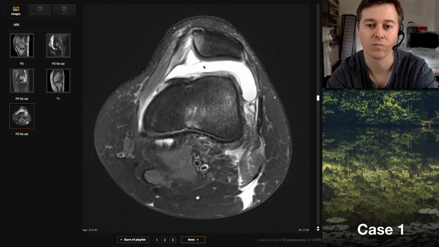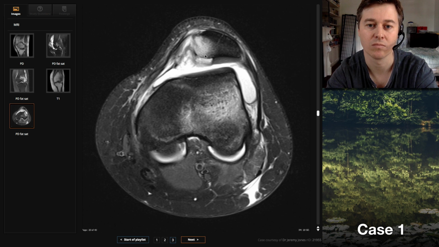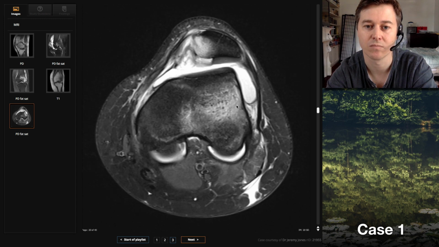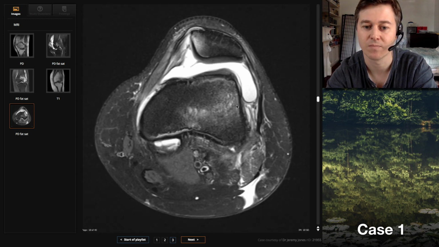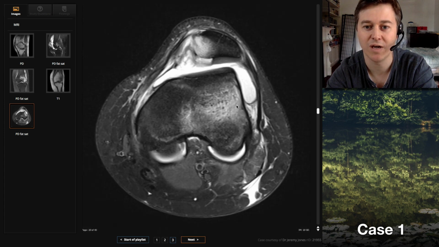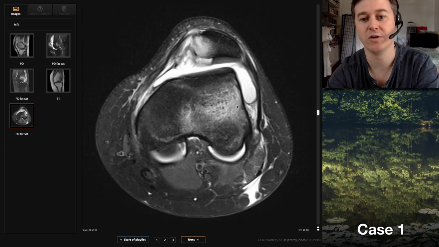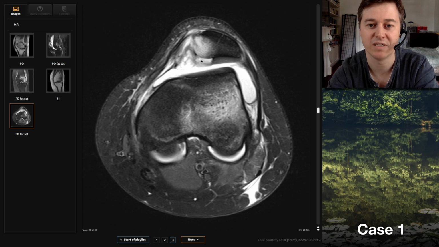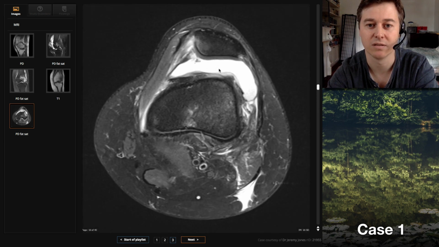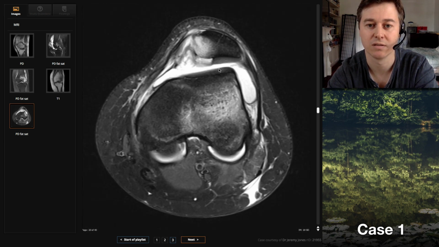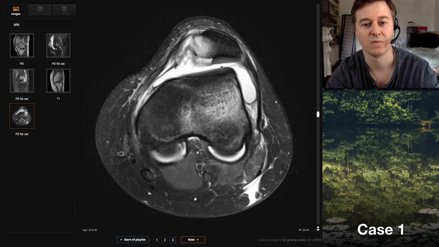So I think this sort of bone marrow edema, bone bruise pattern would be in keeping with a lateral patellar dislocation with an acute osteochondral fracture. Excellent. Good. So you've described the osteochondral fracture of the lateral femoral condyle. What about the patellar cartilage? I think we've also got a defect there as well.